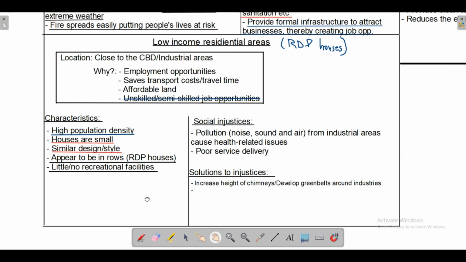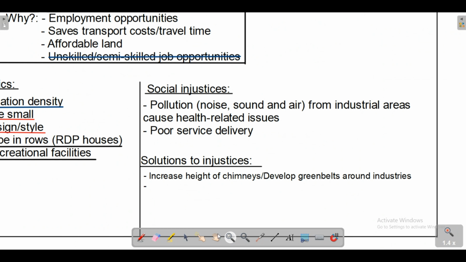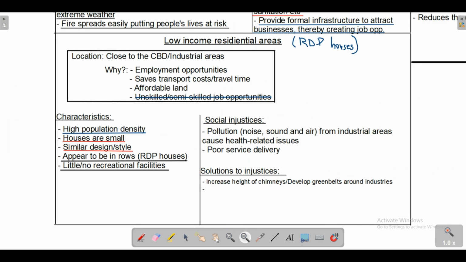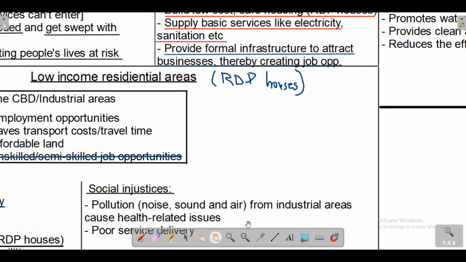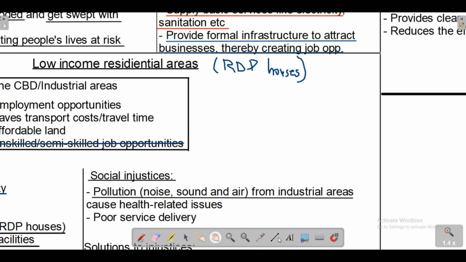You're not going to find parks. Maybe there is a recreational park, but it is not in good state. And you have social injustices. Social injustices include pollution from industrial areas, because these are, as I said, guys, located close to industrial zones. This pollution causes health-related issues. You have poor service delivery here.